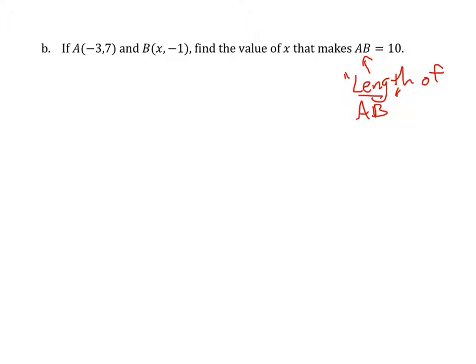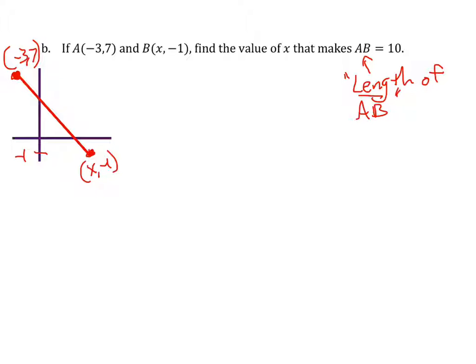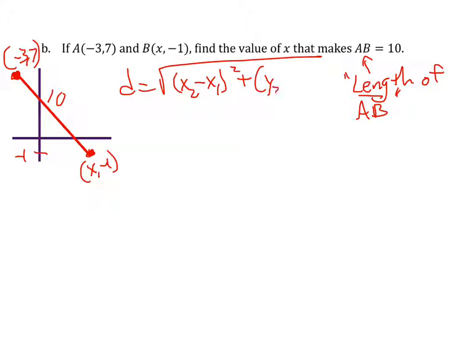So let's look real quickly at a picture that we have. So we have some points up here, negative 3, 7. Now we know where that's at. Down here, we got some other point. It's over x. I don't know how far, and it's down negative 1, but we know that it has a length of 10. Well, let's start with our distance formula. D equals the square root of x2 minus x1 squared plus y2 minus y1 squared.